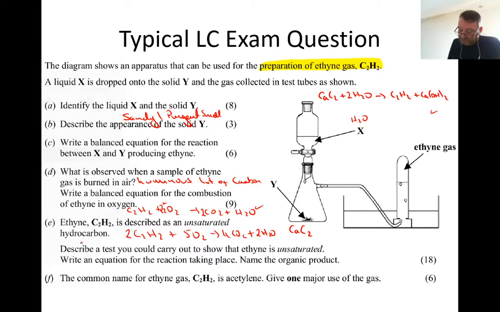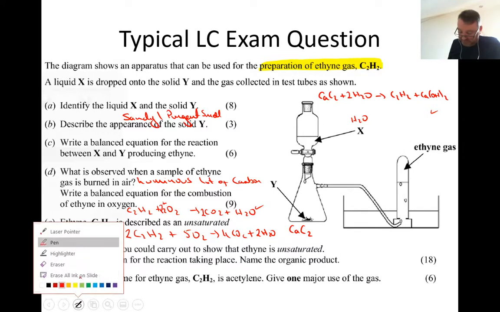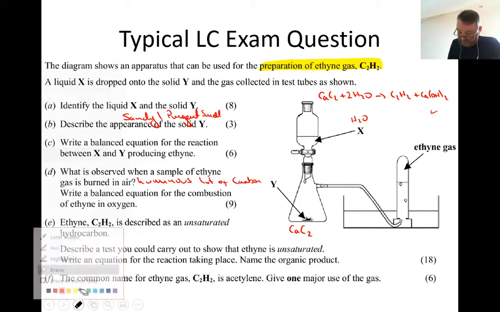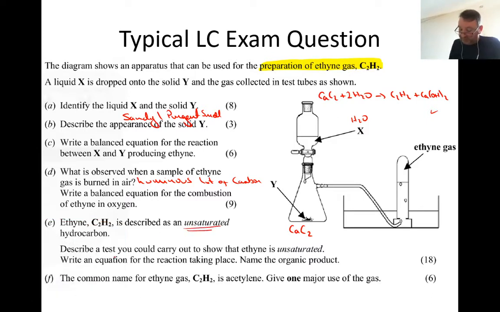Okay, ethyne C2H2 is described as being unsaturated. Let me just get rid of that here. Get rid of this out of the way. And this one here. Okay, so ethyne is described as being unsaturated. Describe a test you would carry out to show that ethyne is unsaturated.